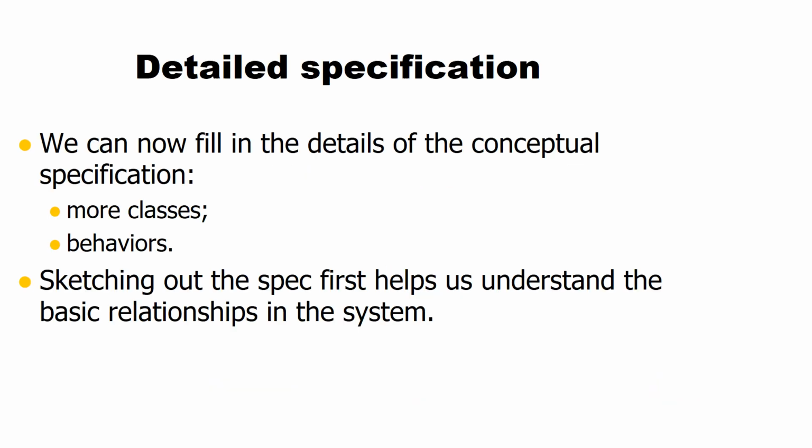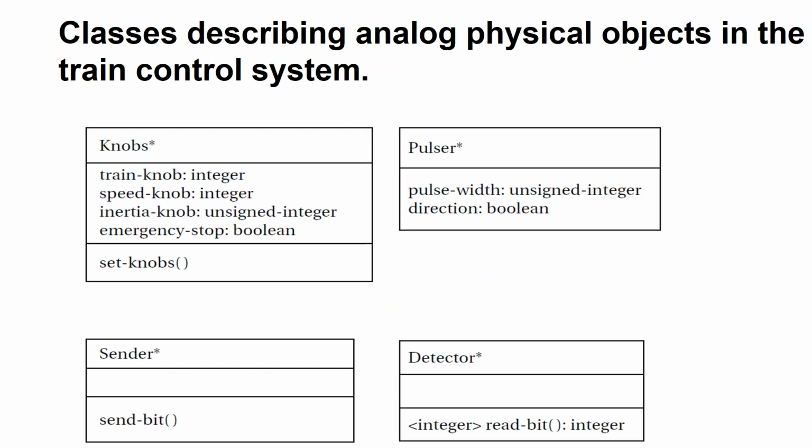Hello students, in this video we are going to see the detailed specification of the model train controller, which is the continuation of part 2. Here the detailed specification represents more detail of the class diagram. This class describes the analog physical object in the train controller system. This figure shows the detailed specification of the UML class diagram.